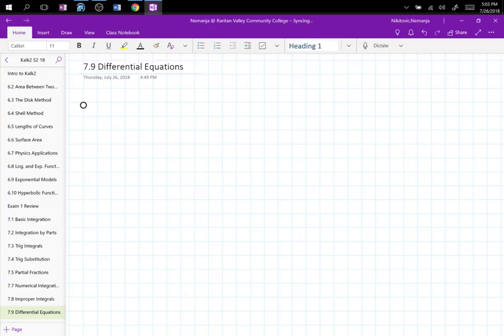Hello and welcome back to Calculus 2. This is the last section of Chapter 7, and it is Introduction to Differential Equations. So, the differential equations course heavily depends on Calculus 2.